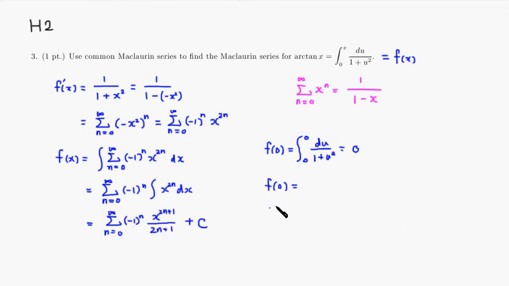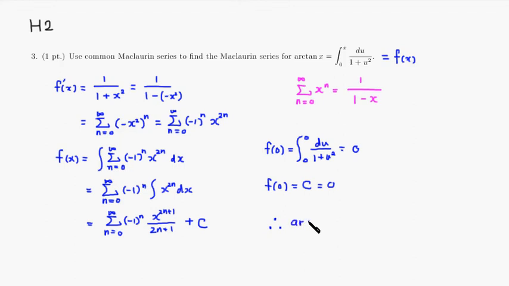So we are plugging in x equals 0. All these terms are going to be 0, so what's left is just c. But f of 0, we just said, has to be 0. So therefore c is actually 0. So therefore we have an expression for f of x, or arctangent.